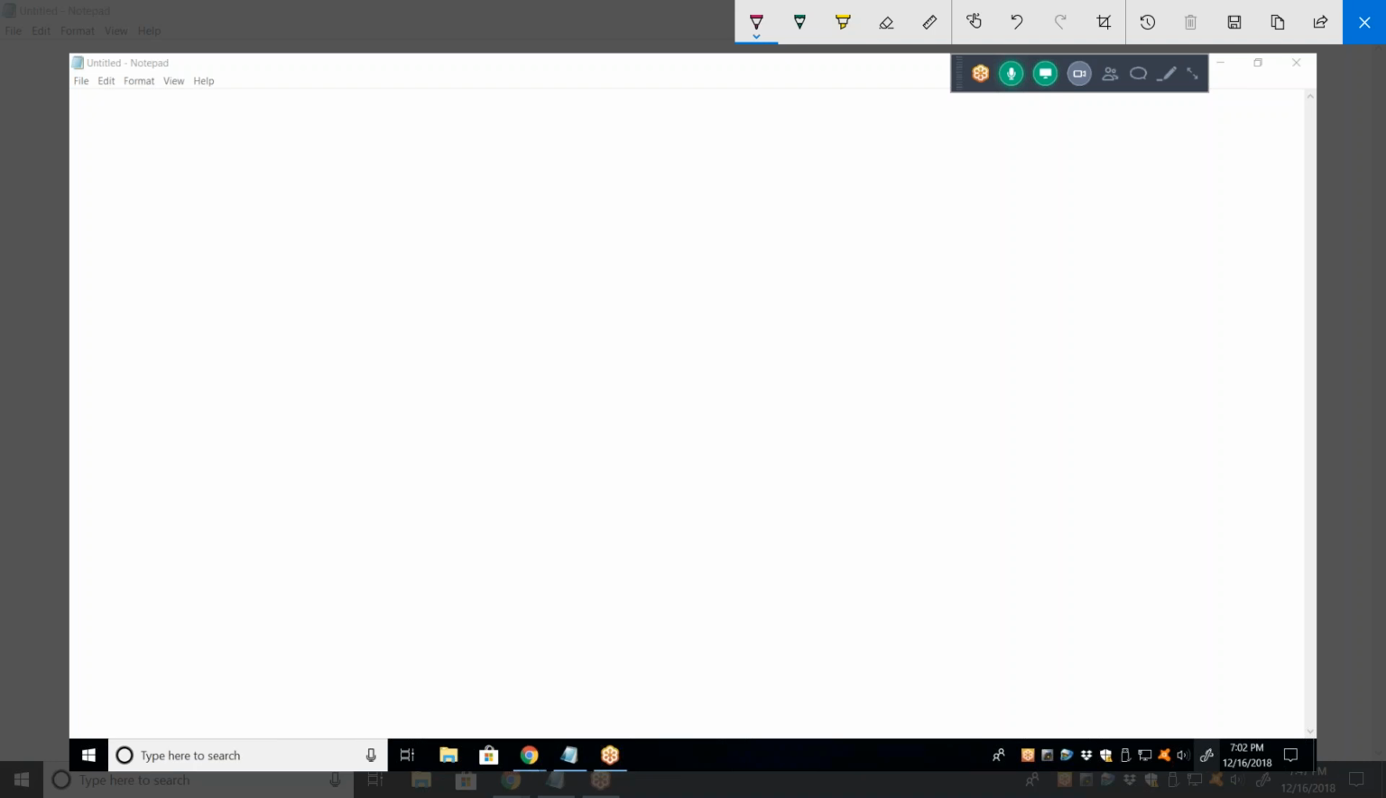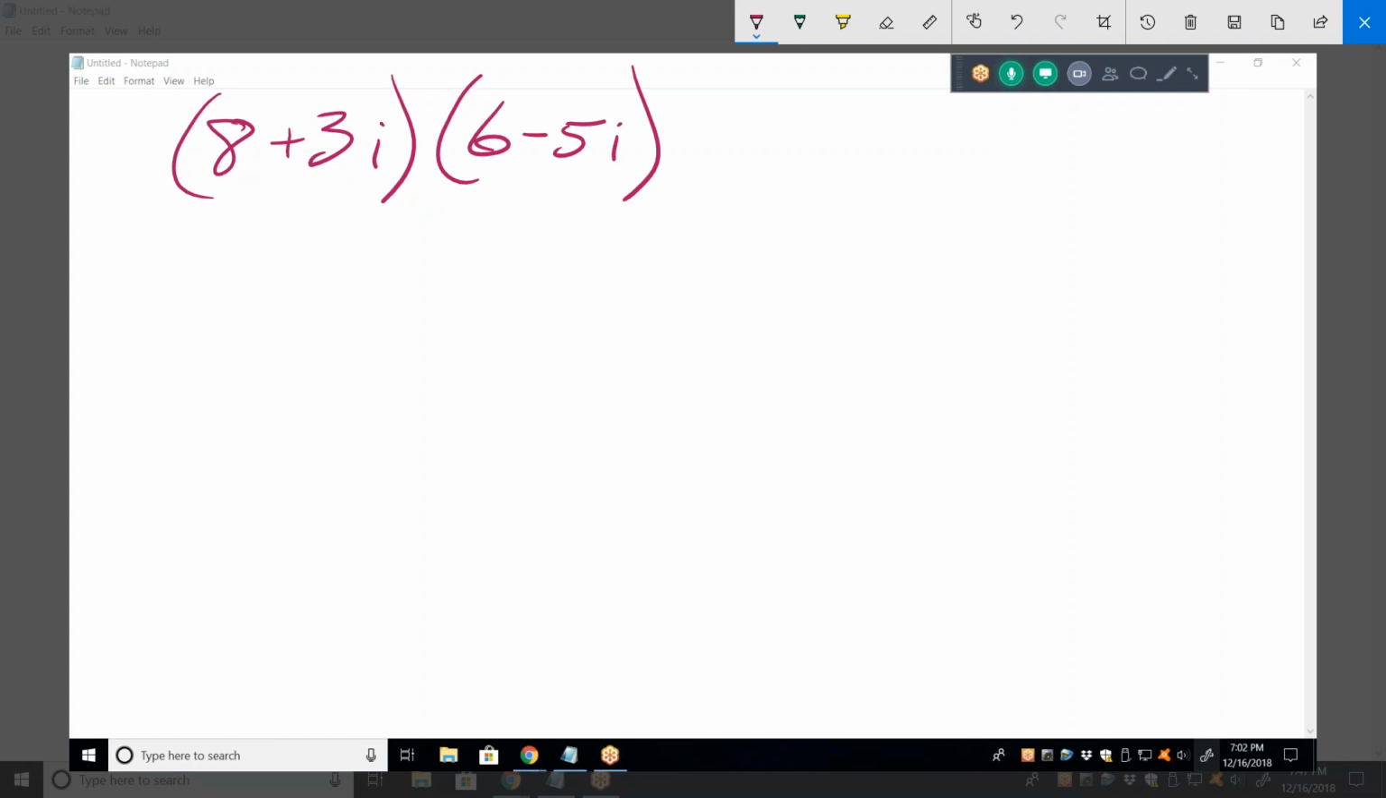So that's actually the next problem. What is the next problem? 8 plus 3i times 6 minus 5i. Okay, FOIL it. So that would be first, 48, yeah, 48 minus 40i, and then 18i plus 18i.